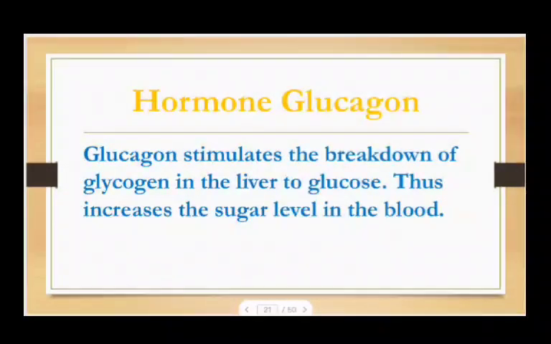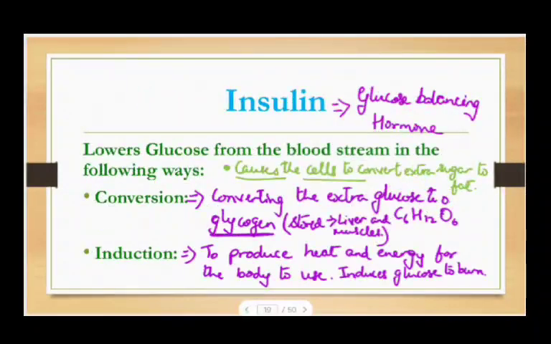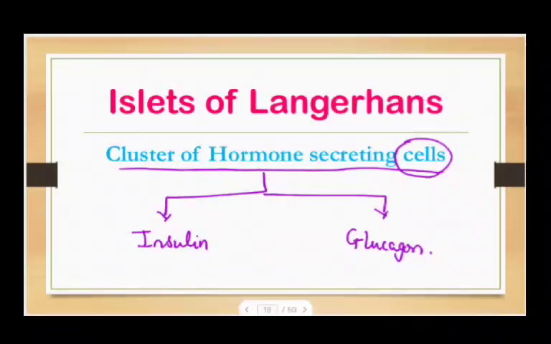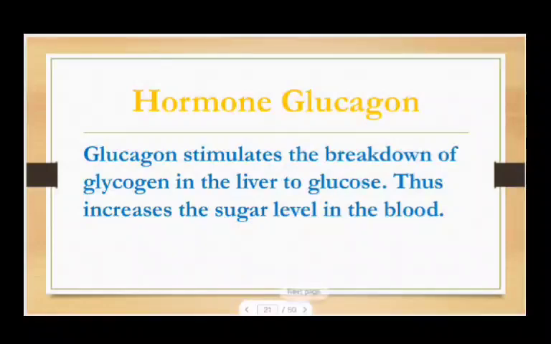Then we come to the hormone glucagon. What is glucagon, children? The islets of Langerhans secrete two hormones. One is insulin. We looked into over secretion and under secretion. Now let's look at glucagon. What is the function of glucagon? It stimulates the breakdown of glycogen. We just studied what glycogen is.